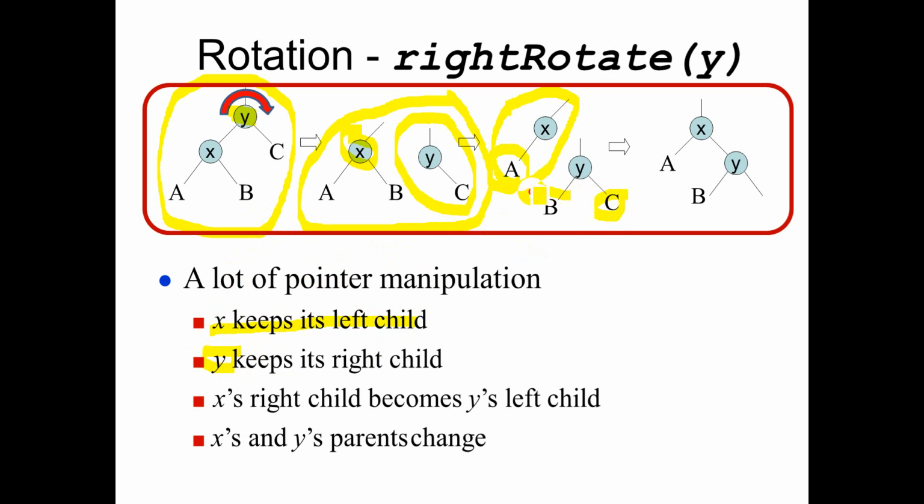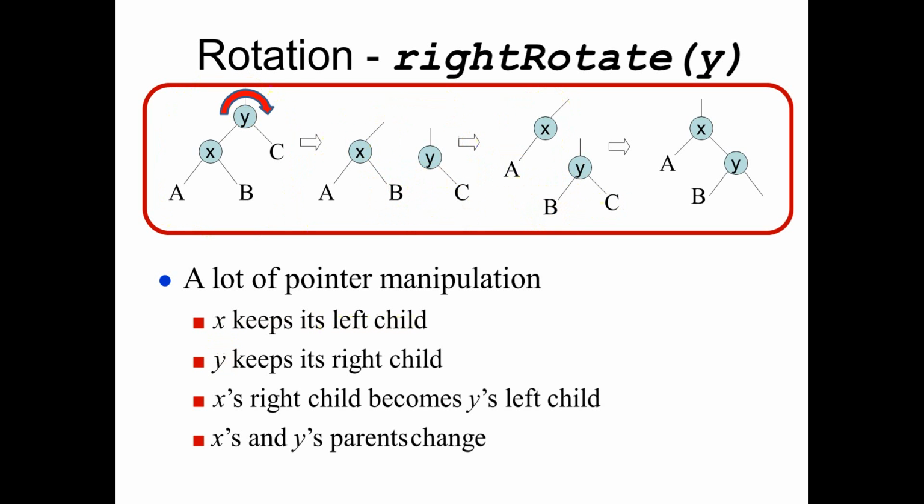But this B, which is in between X and Y, is very close to both. Let me clear the screen. This B is already marked; it is in between X and Y. So what is it saying? It is saying that X's right child becomes Y's left child. Yes, you can see I did that.